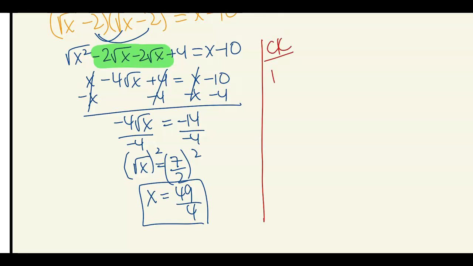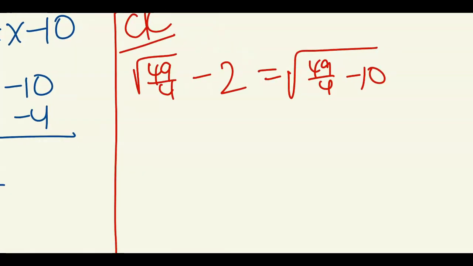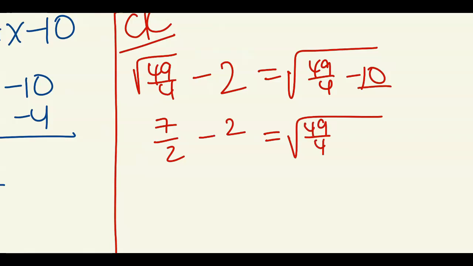So we have the square root of 49 over 4, which is your x, minus 2, equals the square root of 49 over 4 minus 10. So let's simplify. We have the square root of 49 over 4. If you take the square root of 49 and the square root of 4, you will get 7 over 2. So this will be 7 over 2 minus 2 equals the square root of, if you take 49 over 4 and try to subtract it from 10, well, you have to find a common denominator first. So that's going to have to be 4 for the denominator. So this will be 40 over 4.